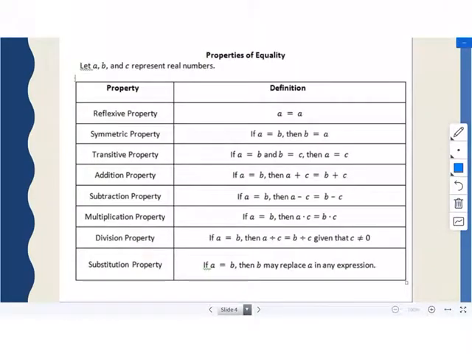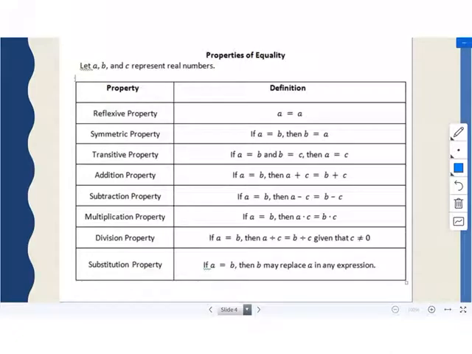Okay, and then that leads to properties. So we have a couple properties. The first property is reflexive. So the reflexive property says that if A equals A, they're the same. If A equals B, then B equals A. If A equals B and B equals C, then A equals C. Is transitive. So transitive we see a lot.